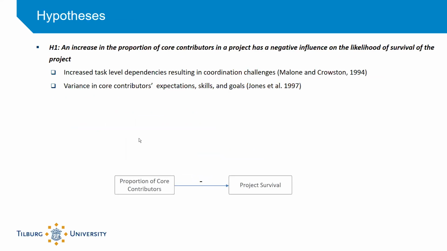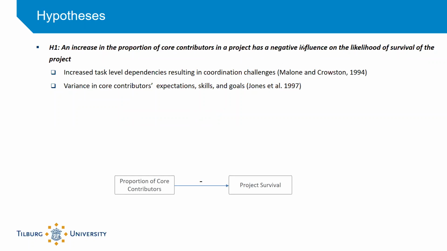So a hypothesis would be something like this. An increase in proportion of core contributors in a project has a negative influence on the likelihood of survival of the project. Notice the concept becomes measurable variables as we write the hypothesis, rather than access restrictions, which you can't directly measure. You're measuring it in terms of proportion of contributors who can make direct changes to the source code. It has a negative influence on the likelihood of the project.